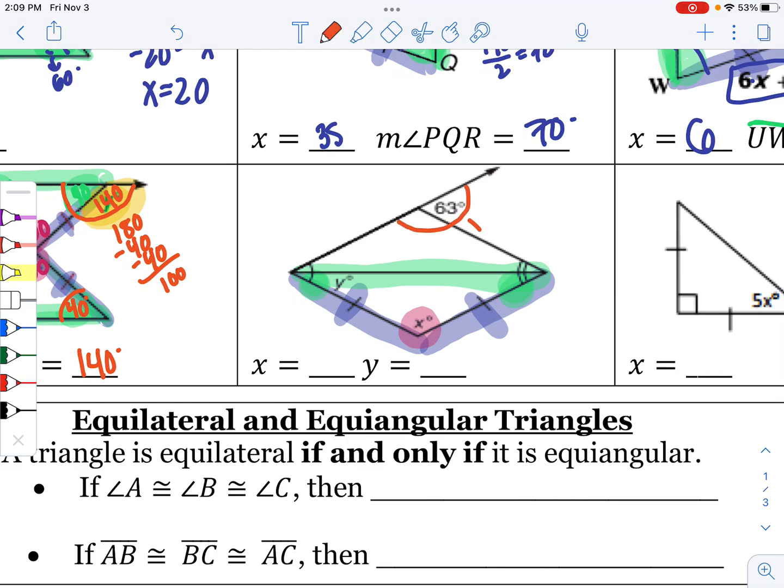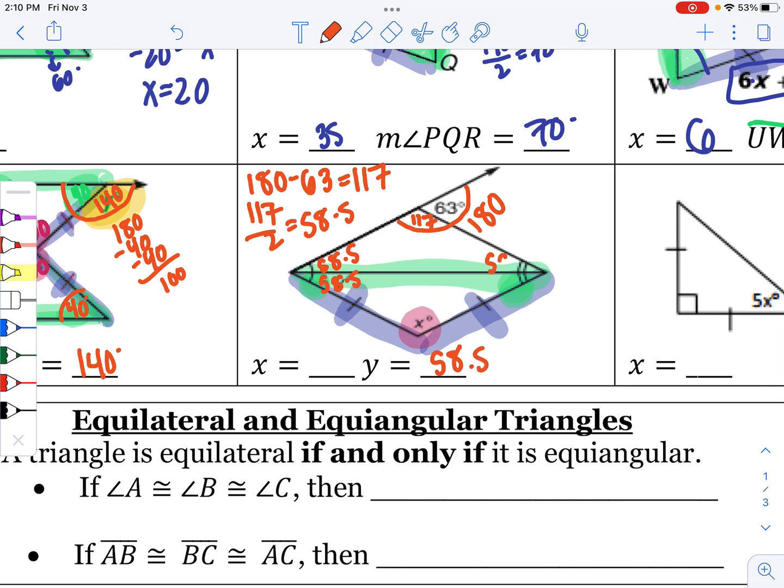The 63 is my linear pair. There's my number. So I'm going to do 180 minus 63, and that's going to allow me to get into this triangle. 180 minus 63 is 117. And I'm going to take 117 and divide that by 2. And I get 58.5. So this was 117, this is 58.5. Interestingly enough, y is marked congruent, so I immediately know y is 58.5.